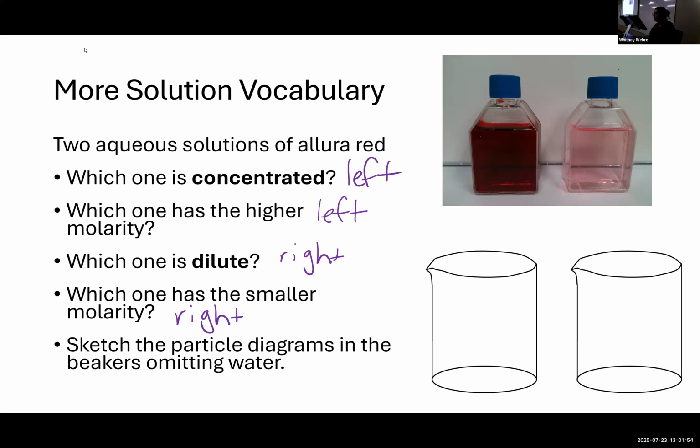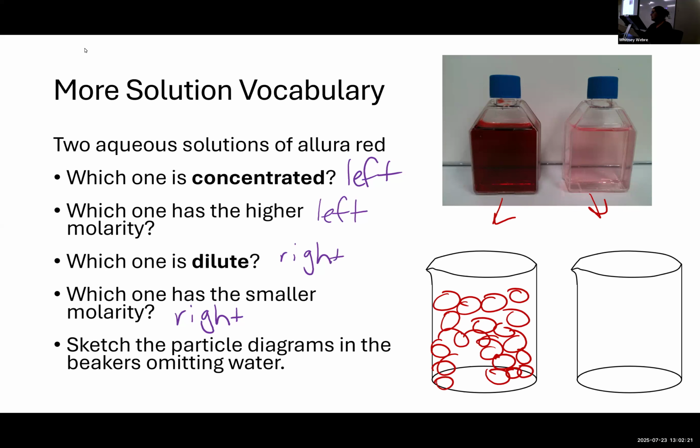All right. Sketch the particle diagrams in the beakers, omitting water. Let's do that. What difference do you think we should see if I draw this particle diagram? There'll be a lot more in the left one. If I do red circles, I should have a lot more of those red circles on the left side because it's more concentrated. There's more of it in solution.